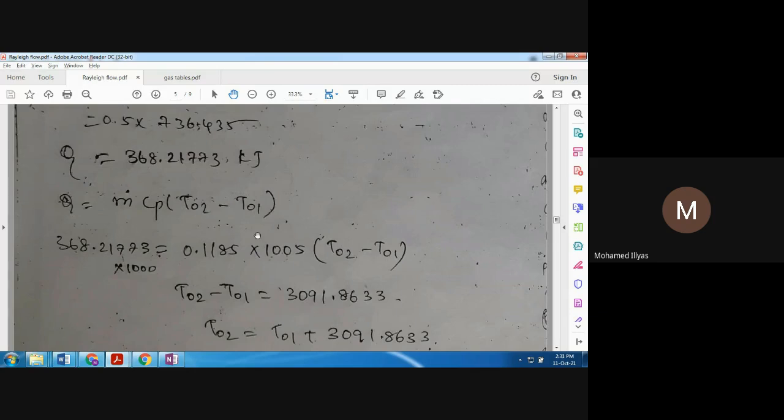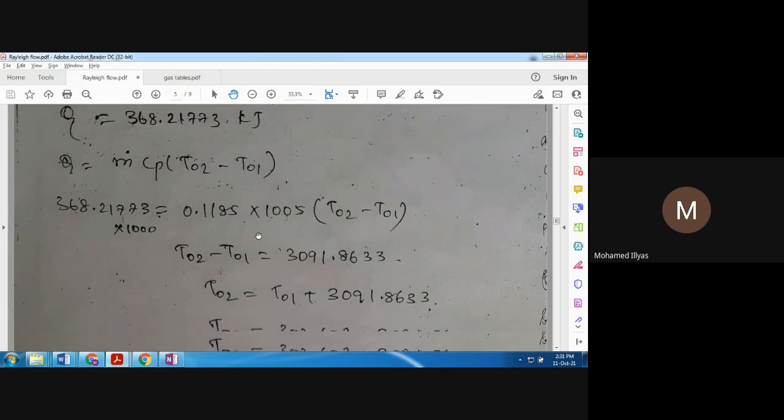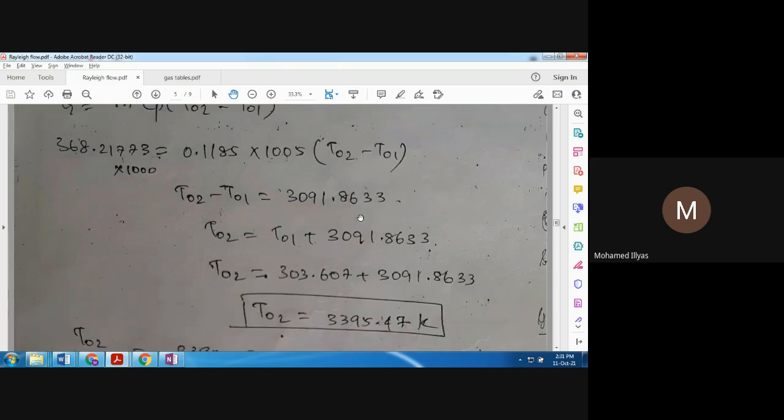We have been asked to find out the exit conditions, all the exit properties. So let us try to get any one of the exit parameter ratios, and then we'll take the rest of the values from the gas tables. We are going to get our T02 from this expression. Since we know Q, we can write Q equal to m dot into Cp into (T02 minus T01). Q is 368.21, m dot is 0.1185, Cp is 1005. T01 we know, and T02 we need to find out here.